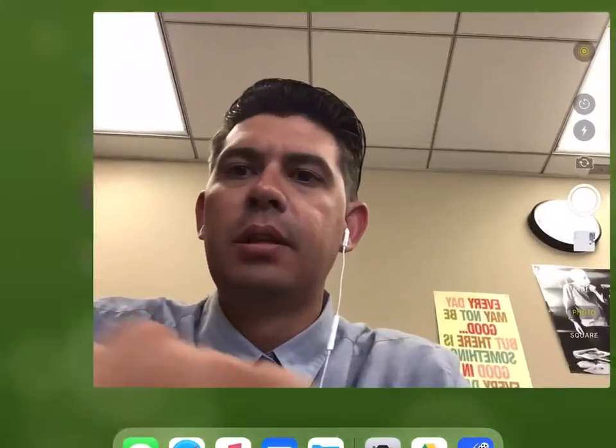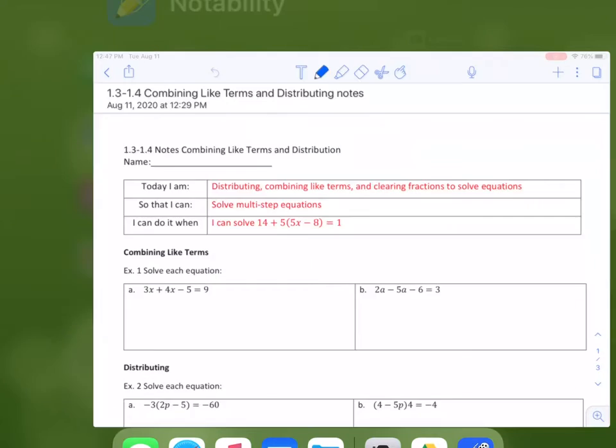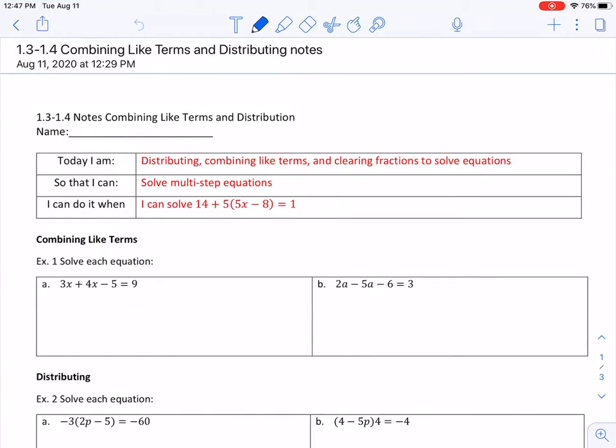So let's start over here on these notes. Today we're going to be distributing and combining like terms and clearing fractions to solve equations. We're doing this so that we can solve multi-step equations, all types of multi-step equations, and here's an example of something you will be able to solve by the end of this video.